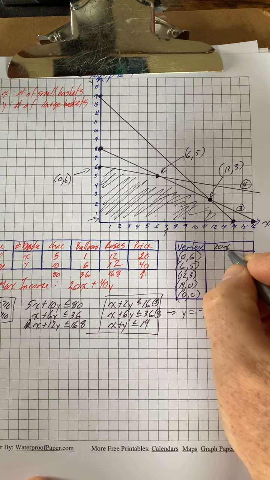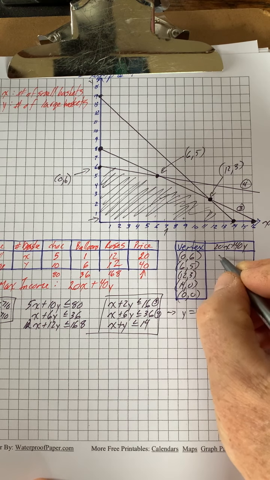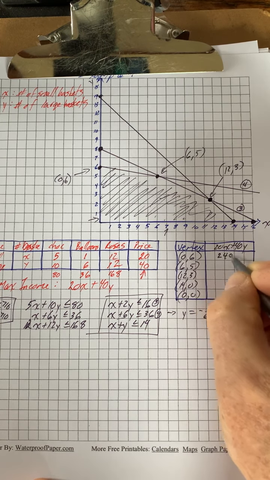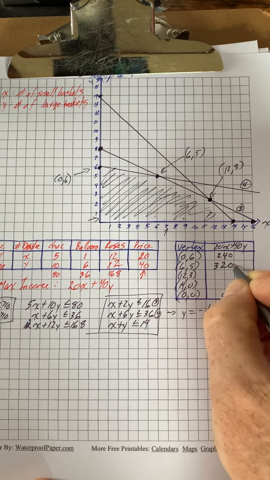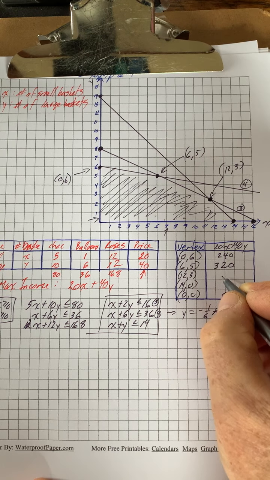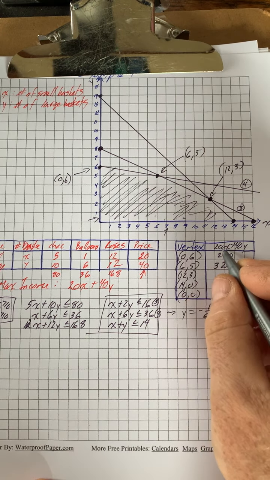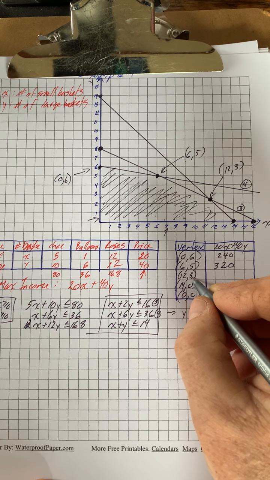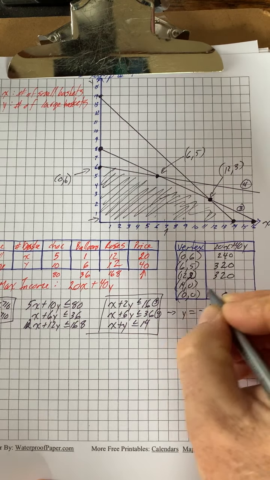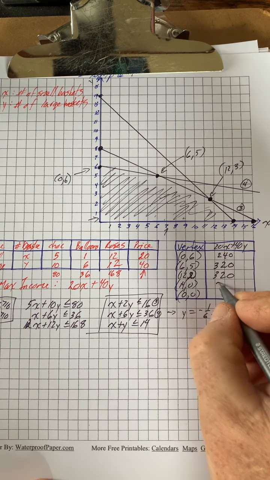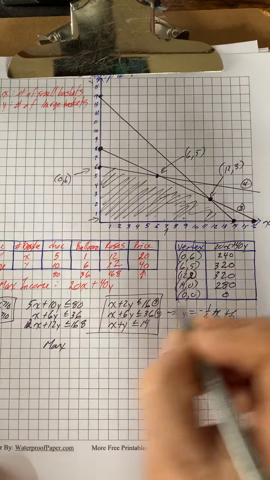So now I've got my 20x plus 40y. 0 times 20, 0, 40 times 6, 240. That one's 0. 120 plus 200, 320. 240 plus 120, 360. Is that right? What am I doing wrong? Oh, that's 12 and 2. And 80, that's 320. And then 280.